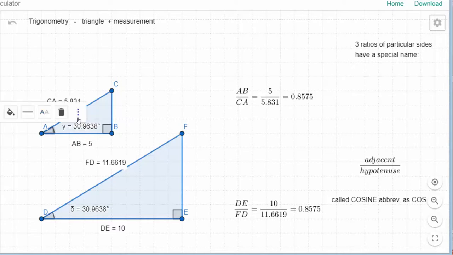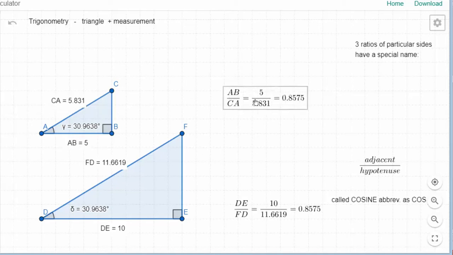Now actually both sides here are adjacent, but this one up here is the hypotenuse, and this one down here is called the adjacent. Adjacent just means next to it. You know, like if you sit next to someone at a table, you're adjacent to them. So you take the adjacent length 5, divide it by the hypotenuse length 5.831. You get 0.8575.